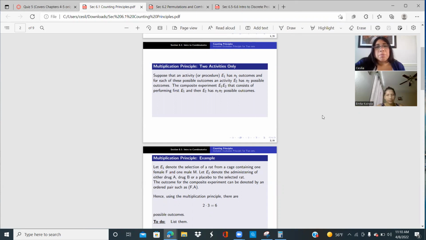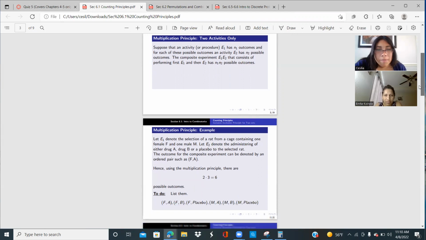Suppose that an activity or procedure E1 has N1 outcomes, and for each of these possible outcomes, an activity E2 has N2 possible outcomes. The composite experiment of E1 and E2 that consists of performing first E1 and then E2 has N1 times N2 possible outcomes. So basically we multiply.